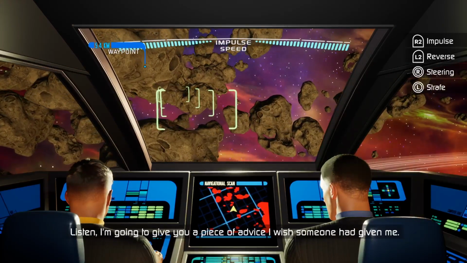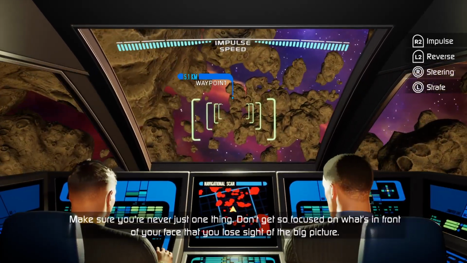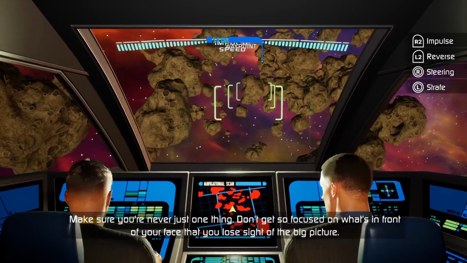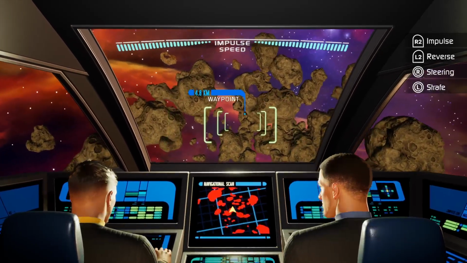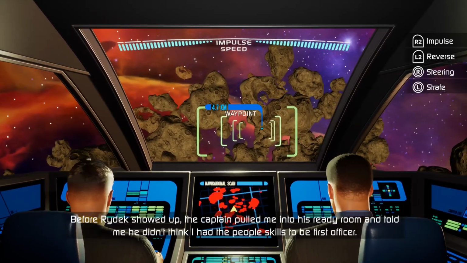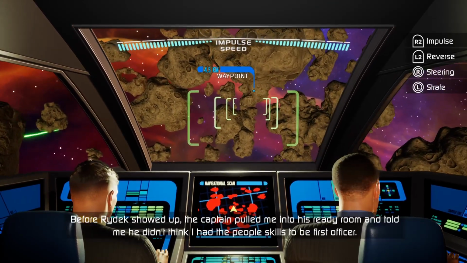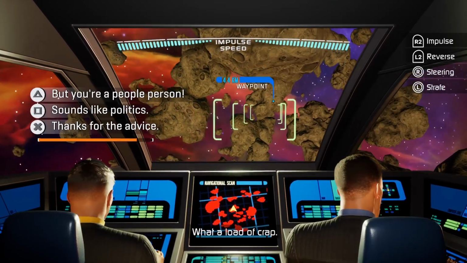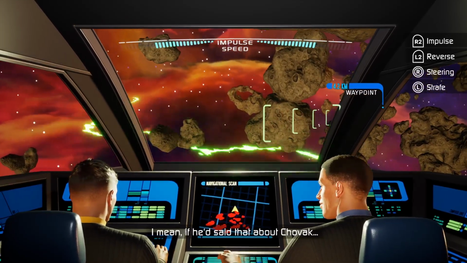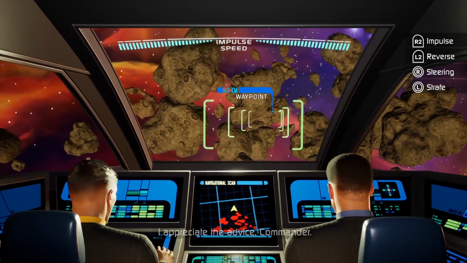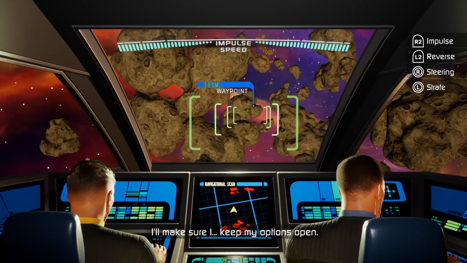Listen, I'm going to give you a piece of advice that I wish someone had given me. Make sure you're never just one thing. Don't get so focused on what's in front of your face that you lose sight of the big picture. Before Ryder showed, the captain pulled me in with Reddy, told me he didn't think I had the people skills for first officer. I mean, he said that about Shoulder. Sure. I appreciate the advice, Commander. I'll make sure I keep my options open.